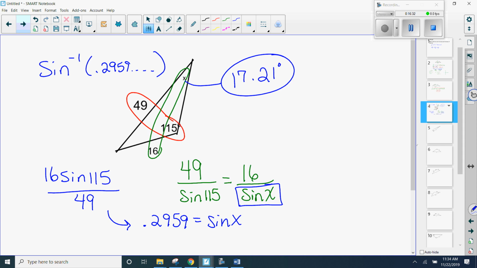Just a minute, let me pause this. I'm going to show you one more way, and then I will go around to make sure everybody can get this and you know how to type it in on your calculator.